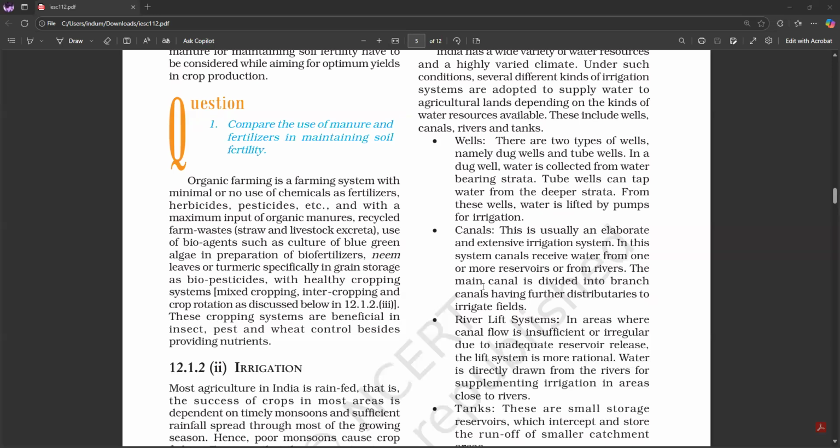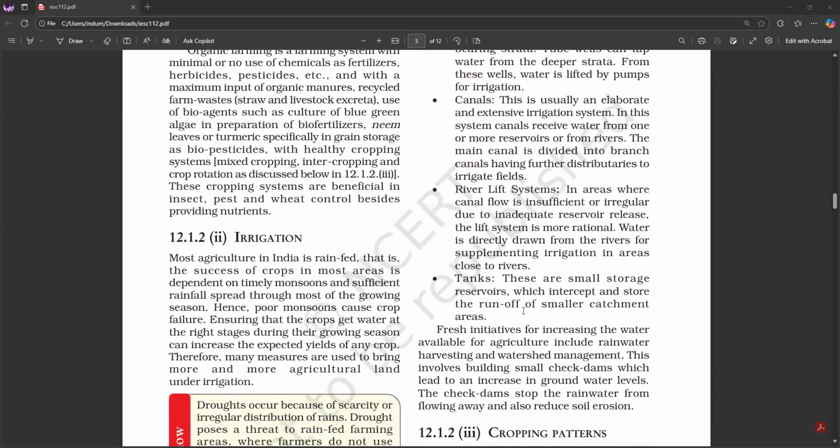Wells. There are two types of wells, namely dug wells and tube wells. In a dug well, water is collected from water-bearing strata. Tube wells can tap water from the deeper strata. From these wells, water is lifted by pumps for irrigation.